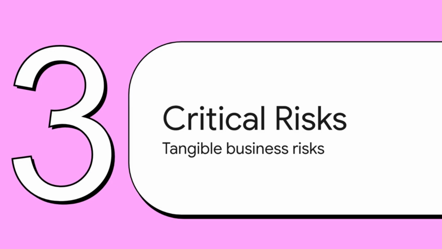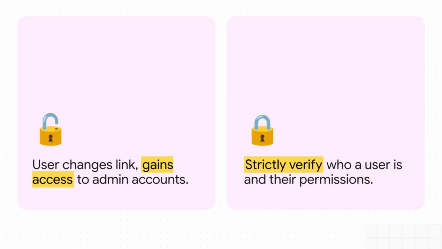Let's see how this all builds in Section 3, deconstructing critical risks. Because we really need to translate these abstract technical threats into tangible business risks. To do that, we're going to zoom in on 3 of the most critical, high-impact categories from that top 10 list. Honestly, it's kind of shocking how simple a breach can be if we aren't careful.